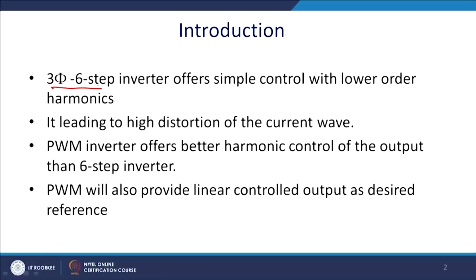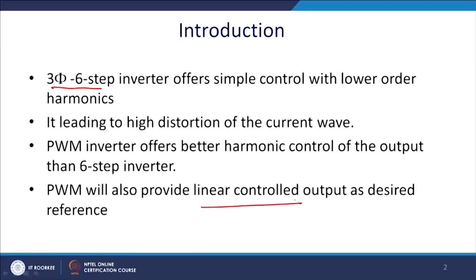We have already studied in power electronics the 180 degree mode of conduction and the 120 degree mode of conduction of the inverter, and these are the salient points. These are called 3-phase 6-step inverters, and their control is very simple and can be put into this application with the SCRs, but they also contain lower order harmonics. That is one of the disadvantages of this kind of converter, and it leads to higher current distortion.